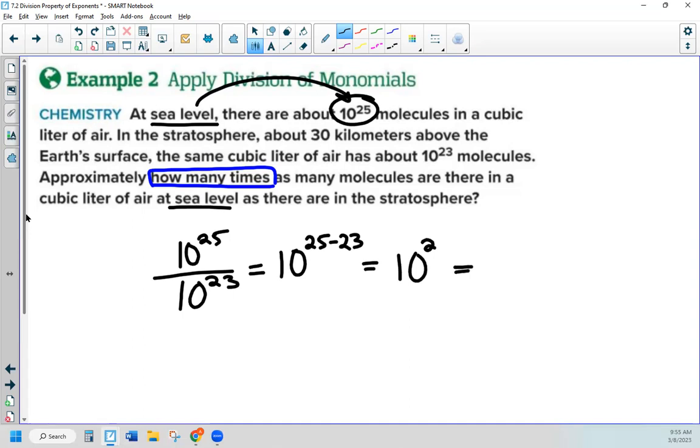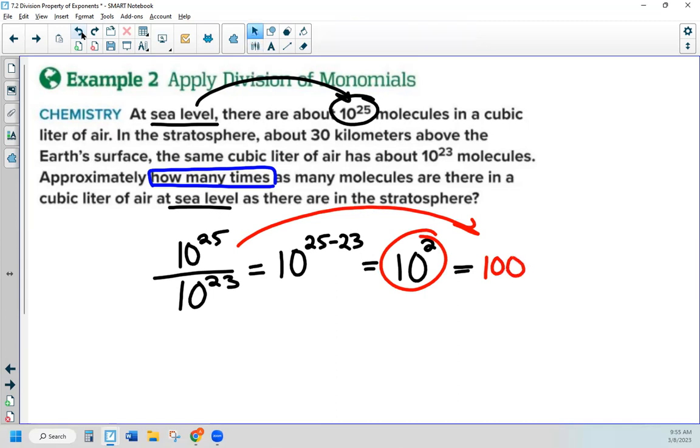And this is something that you wouldn't have been able to do in your head. Is anybody going to sit down and do 10 times 10 times 10, 25 times and then 23 times? Heck no. And then divide it? Heck no. Those are two huge numbers. But look how simple this became. 10 times 10 is 100. That's my answer. I did not take out one single calculator.